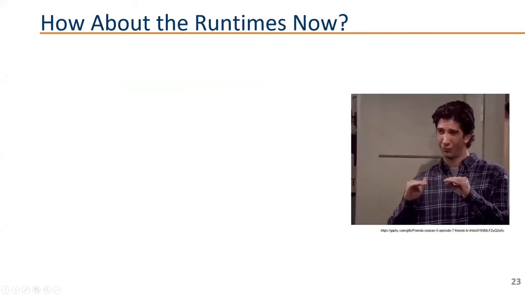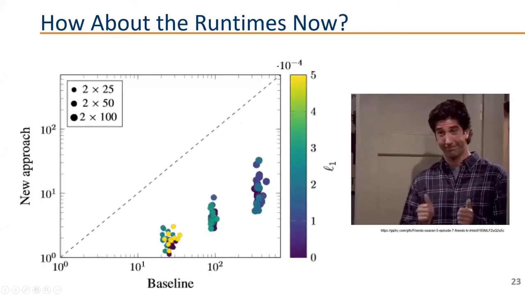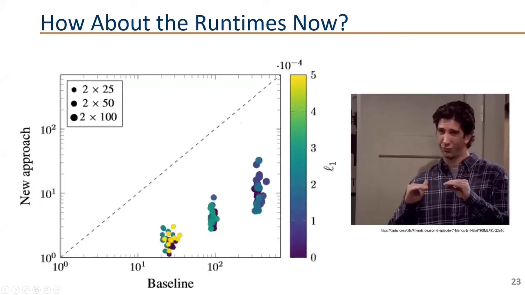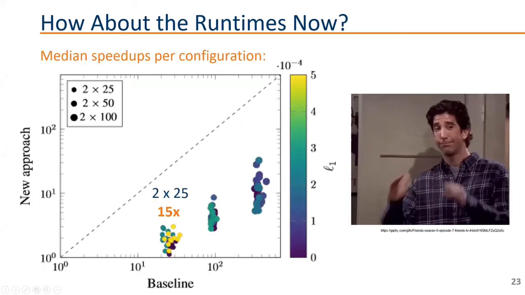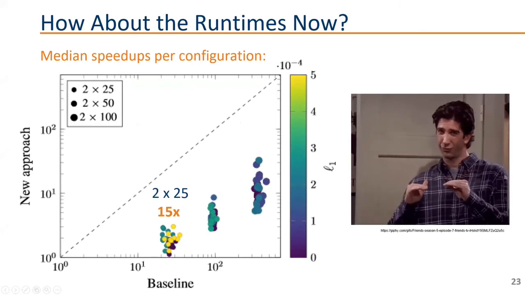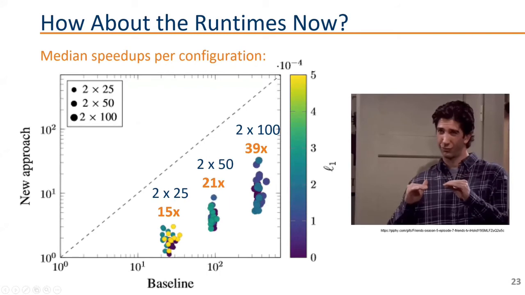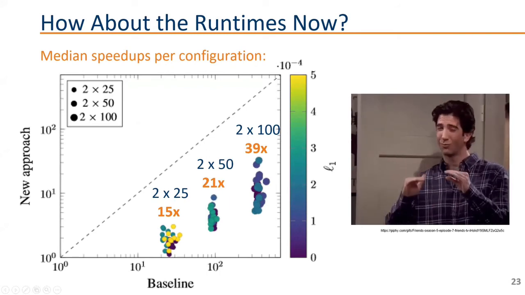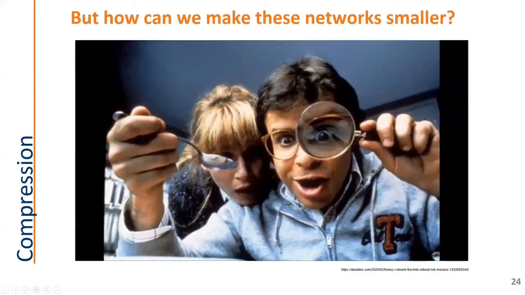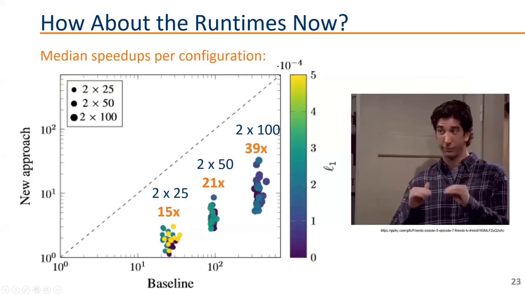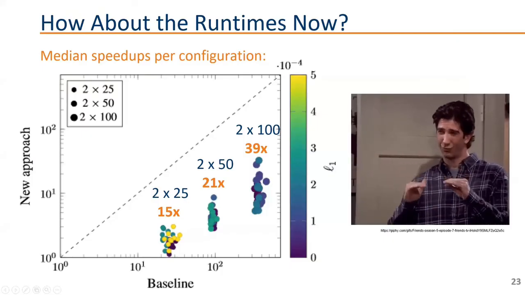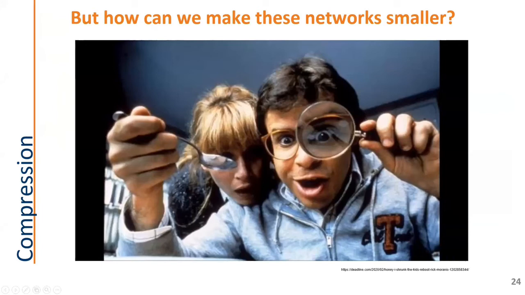So in terms of run times, this is a lot faster now. As a comparison with what I said before, it's a speed up of 15 times for two hidden layers of 25 neurons, and it goes as far as 39 times when you have two hidden layers of 100 neurons each. All right, so that's solving the optimization problem, but you might be wondering, how can we make these neural networks smaller with that?